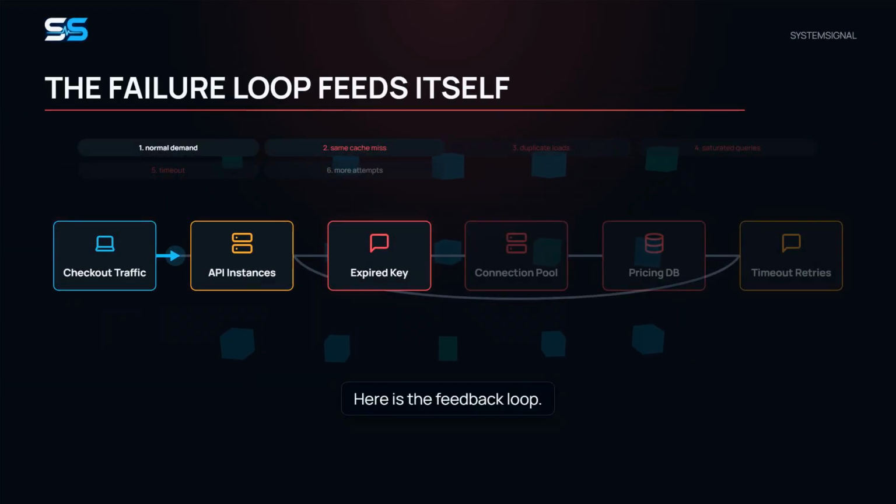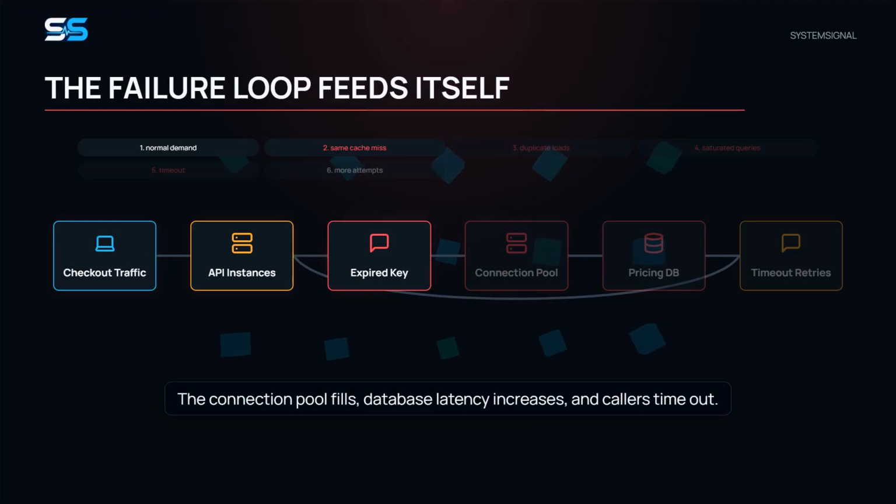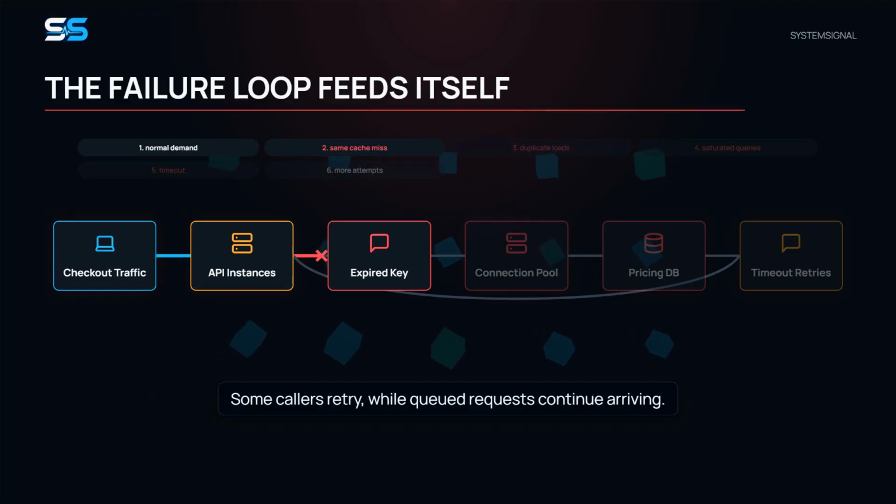Here is the feedback loop. Normal checkout traffic reaches many API instances. They all discover the same expired key and start duplicate loads. The connection pool fills, database latency increases, and callers time out. Some callers retry, while queued requests continue arriving.